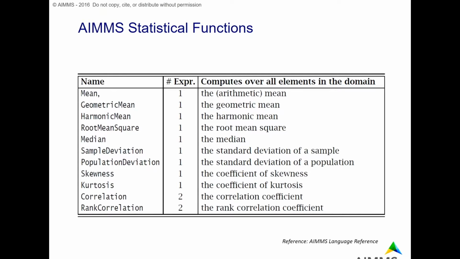Skewness measures how symmetric the distribution is, and kurtosis measures how sharp the peak of the distribution is. And then we have correlation and rank correlation, which are different correlations between two random output results.